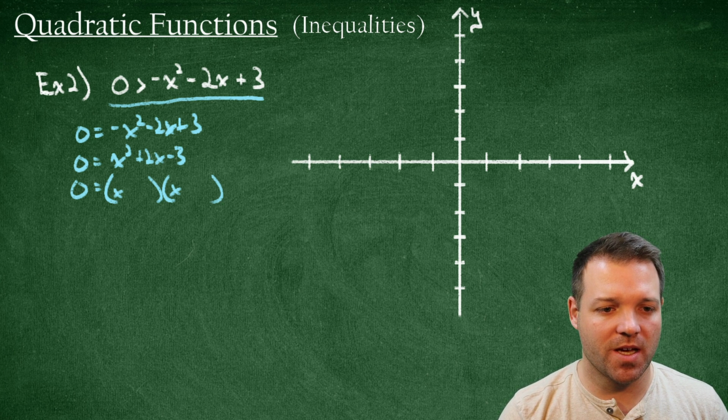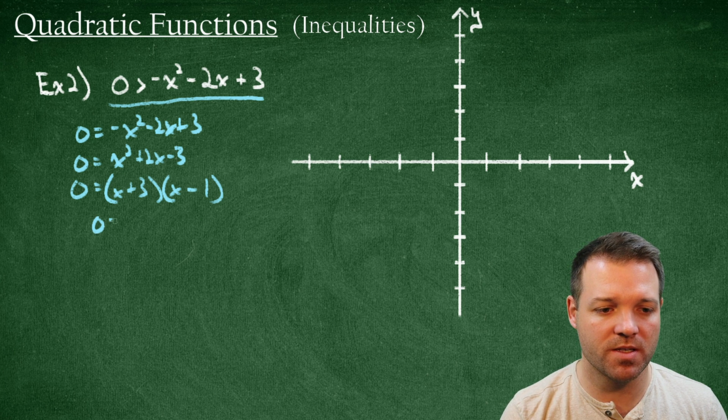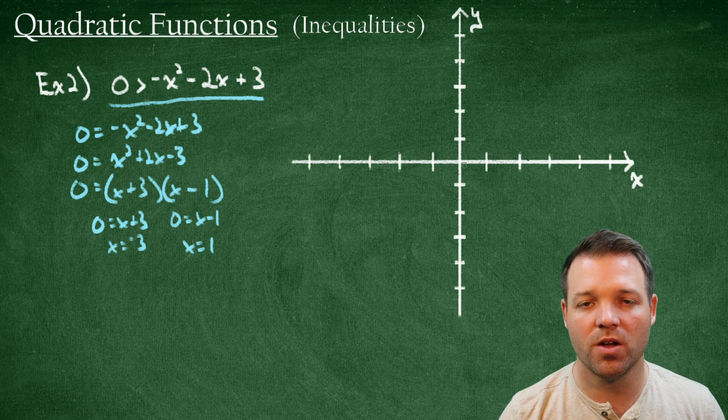So I have x times x, and I have two numbers that multiply to negative 3 and add to positive 2. That's going to be plus 3 and negative 1. And set both of these equal to 0. X plus 3 is equal to 0, and x minus 1 is equal to 0. Solve for x. X is negative 3, and x is 1. And there we go. We have our x-intercepts.